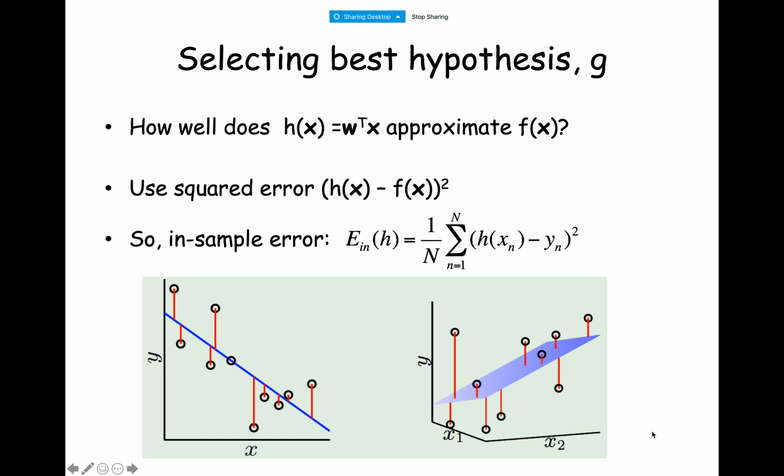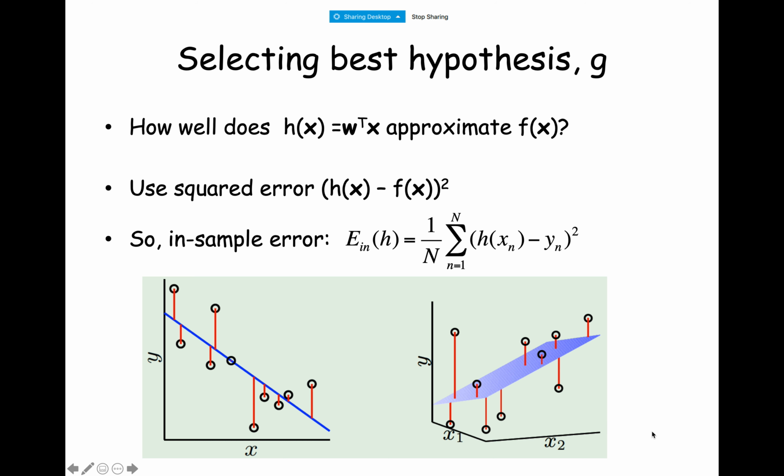Here we have a measure of the coincidence between our working hypothesis h of x and our ground truth target function f of x. We use the squared error loss because we want to know that difference, but we're not concerned about whether that difference is positive or negative.